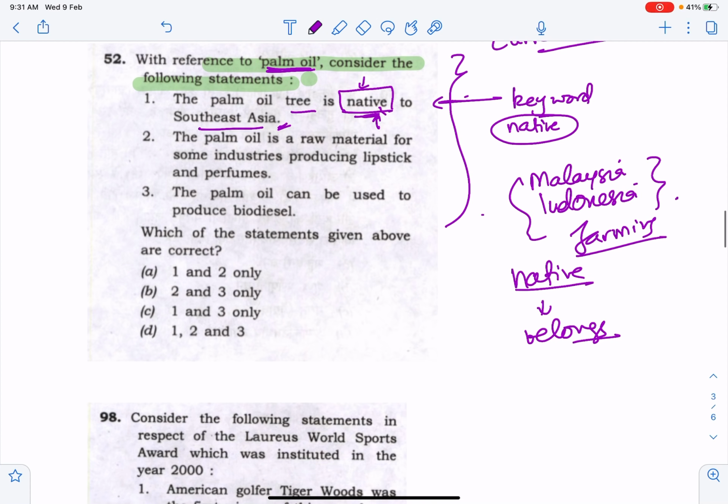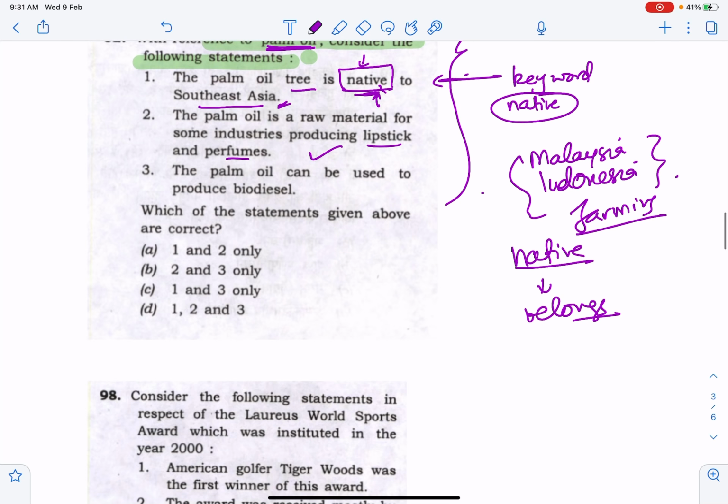The palm oil is a raw material for some industries producing lipstick and perfumes. इसमें कोई ऐसा keyword नहीं है जो change कर रहा है meaning. और yes, it is used for lipstick and perfumes. It can be used to produce biodiesel. Yes, it can be used to produce biodiesel.